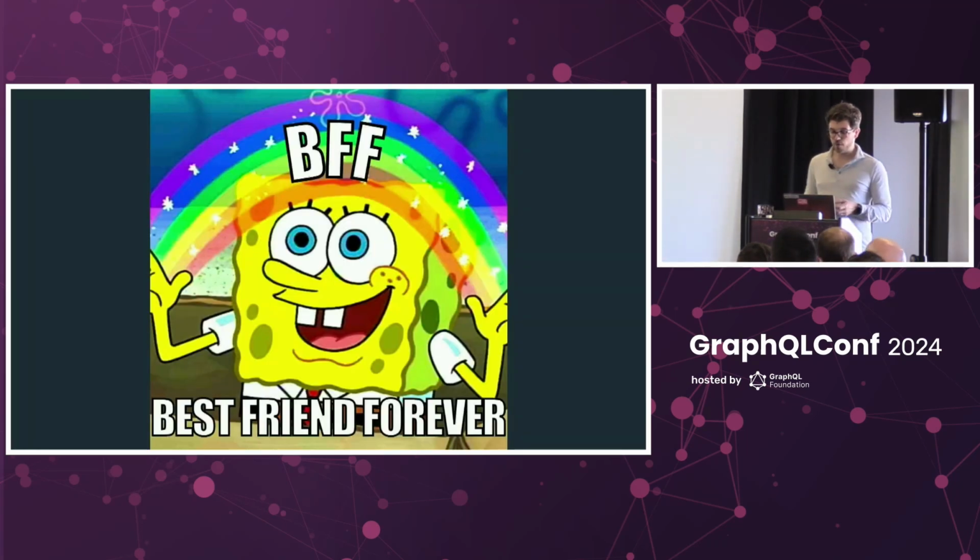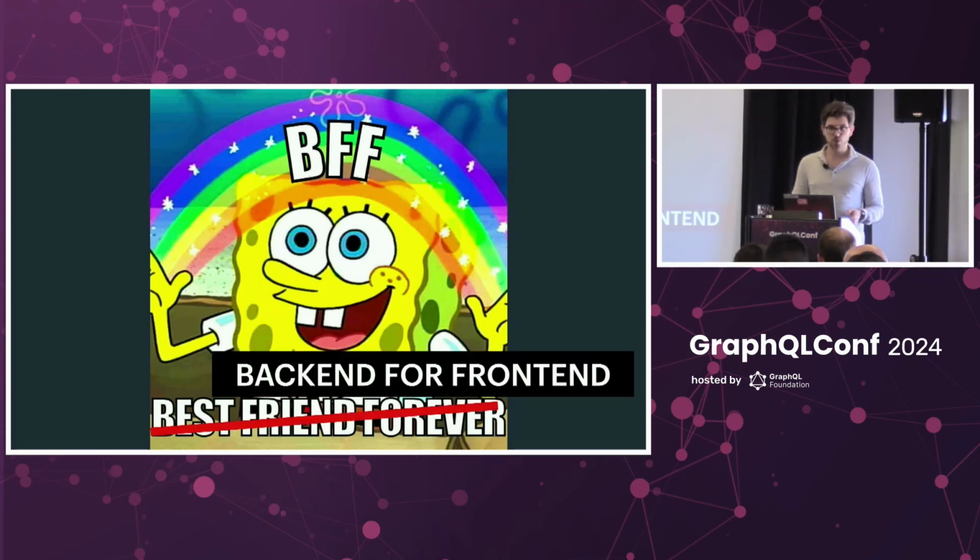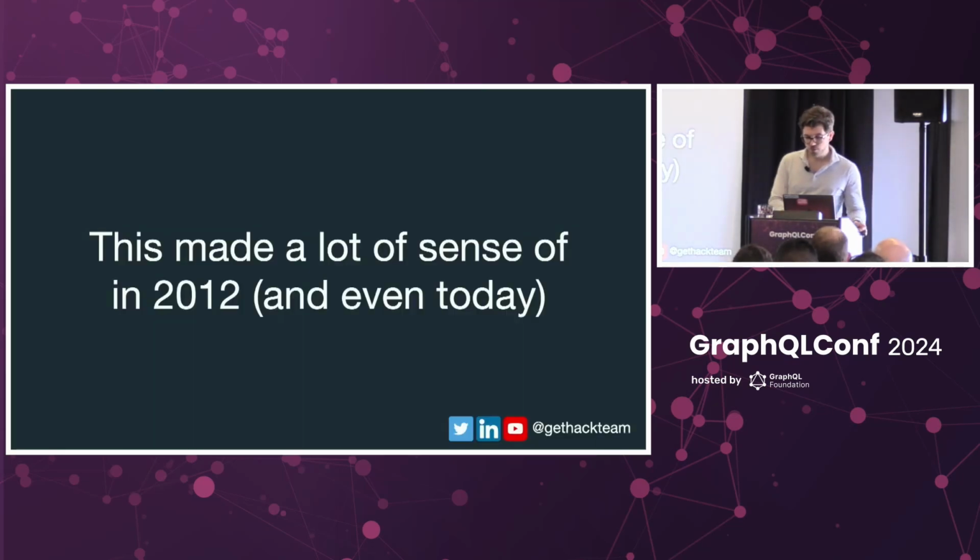So if you know this meme about SpongeBob, you might think BFF is best friend forever, but it's backend for front end for those that aren't aware. So backend for front ends are still quite popular, but they were really popular when GraphQL was introduced, because people ran into the issue where they wanted to reuse APIs across multiple front ends. So this made a lot of sense in 2012 when people came up with GraphQL. But still today, because I'm still seeing companies building backends for front ends.